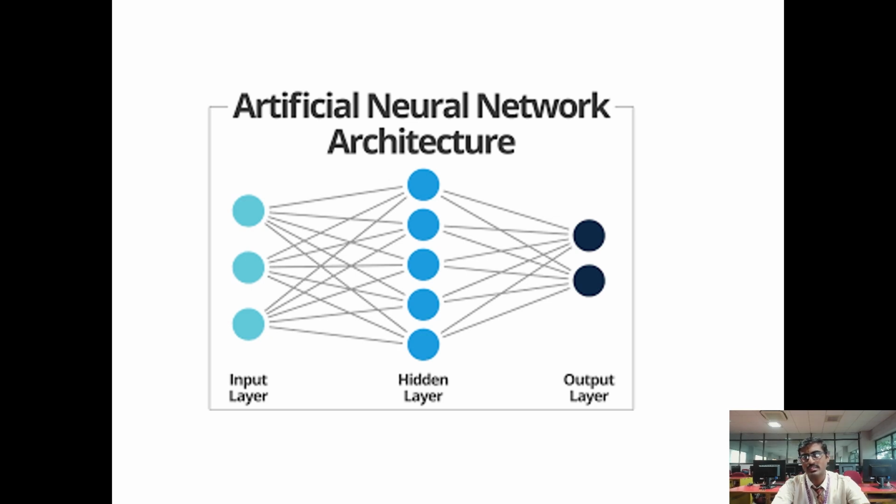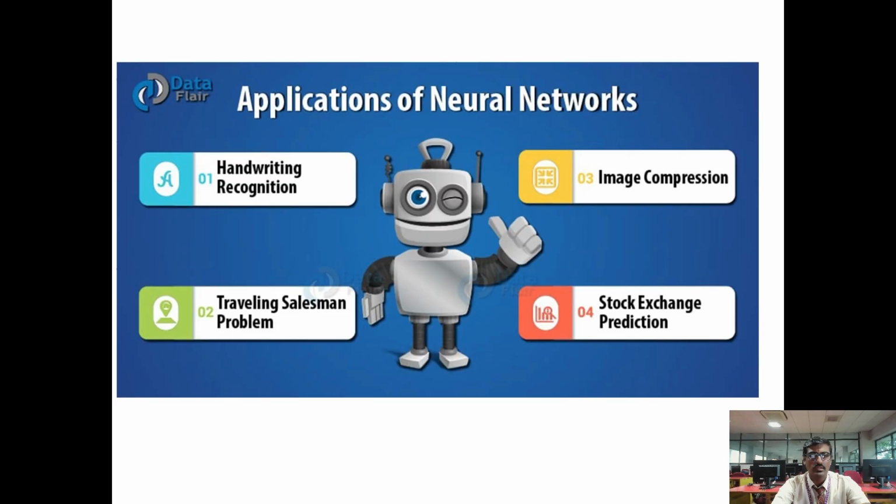All the processing that happens in the hidden layer. So the applications, for example, are handwriting recognition, traveling salesman problem, image compression, and stock exchange prediction. Considering that there is a war going on, or some major international level mishap that has happened, how that will affect the stock market will be predicted using artificial neural networks. So this is one simple example that we can consider.